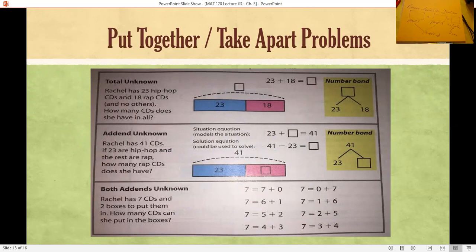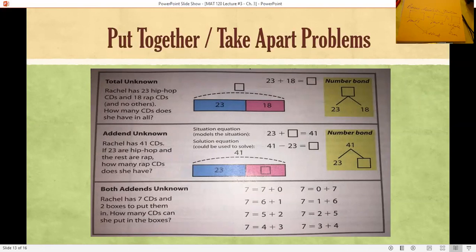This is why this is called put together and take apart instead of add to and take from. Add to and take from, again, is about time. This is about a story about one person or one event all at once happening. So we could show that structure by writing a strip diagram and putting 23 and 18 in there and thinking about how we need to find the box that represents the sum of them or the total of them. The structure is given there, 23 plus 18 equals blank.